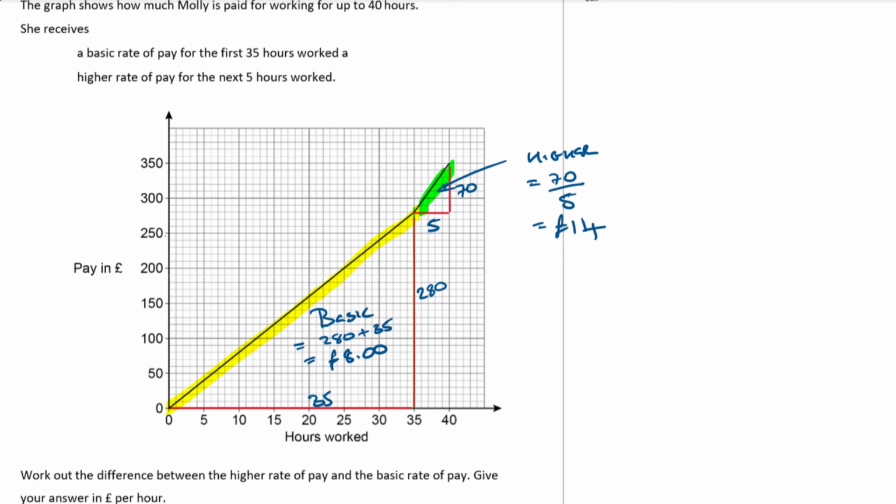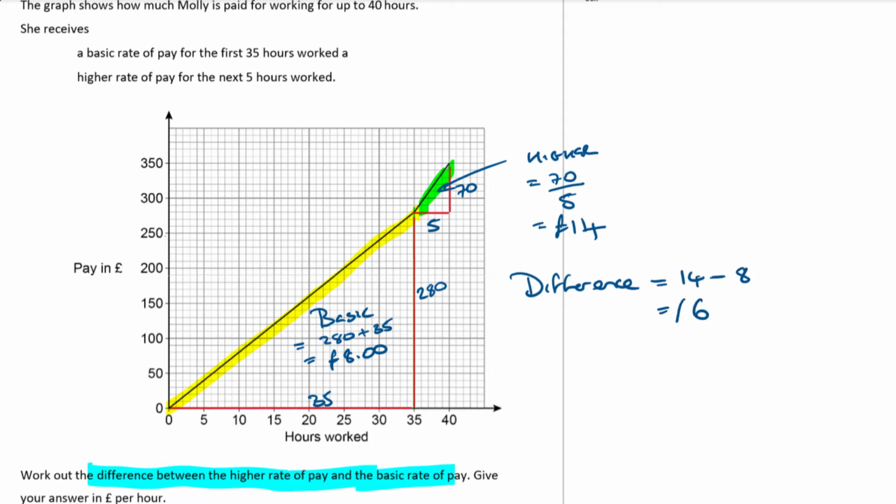Okay, are we done? No, because we want to work out the difference between the higher rate of pay and the basic rate. So the difference is going to be equal to the higher rate subtract the basic rate. So it's going to be £6. Okay, so she earns £6 more.